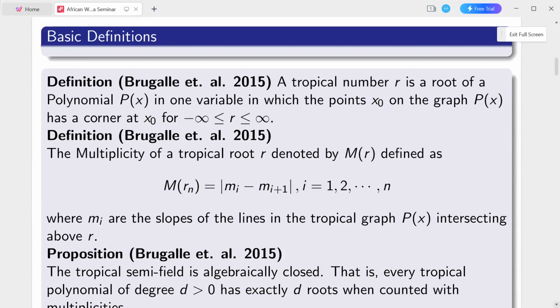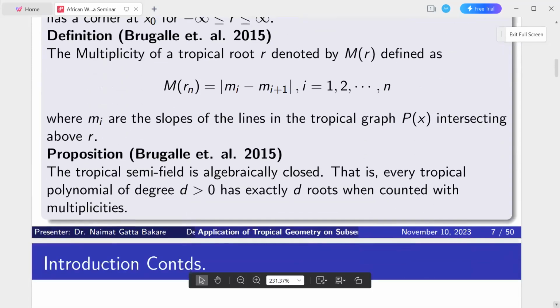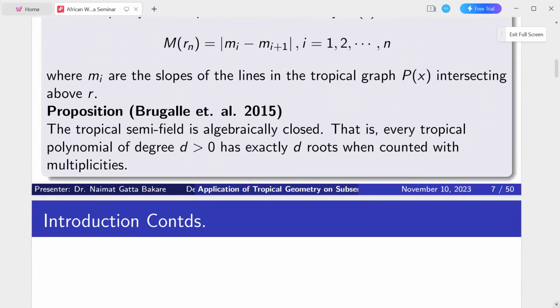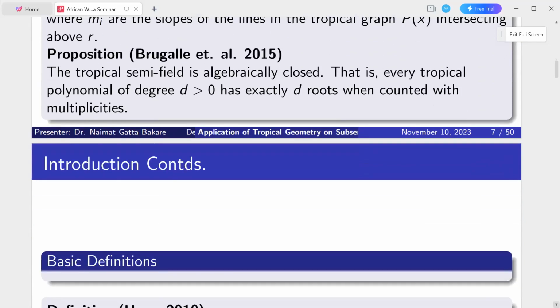That is how the slope we are considering to find our multiplicity. Then you usually have the Bozgalı et al. results, where these are part of the results he got, that is, you look at the fundamental theorem: every polynomial of degree D has exactly D roots when counted with multiplicity. That is one of the Bozgalı results in 2015.